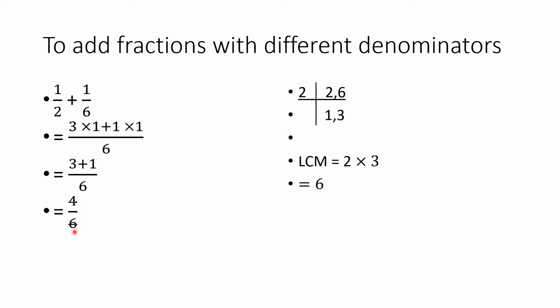It is our sum. But we can simplify it also because there is a common factor which is 2. So we will divide the numerator and denominator by the common factor 2. So 2 2s are 4 and 2 3s are 6. So it is 2 by 3.